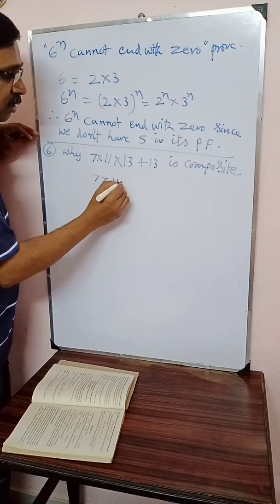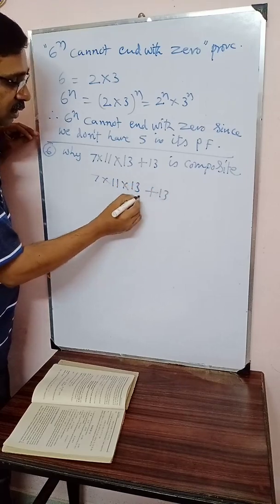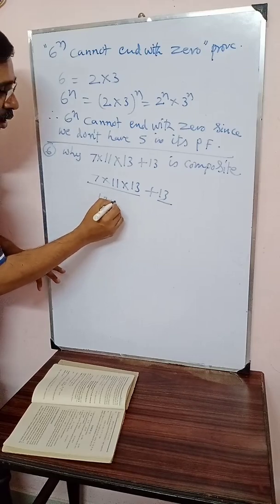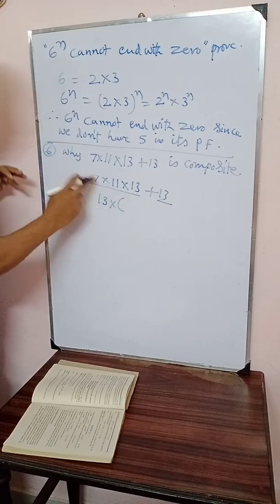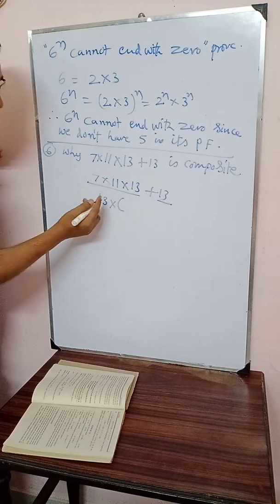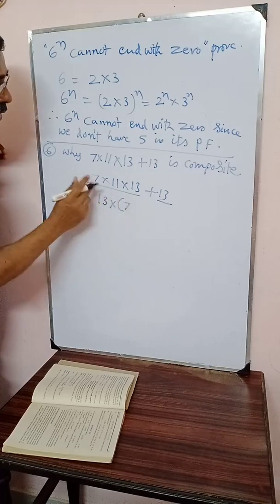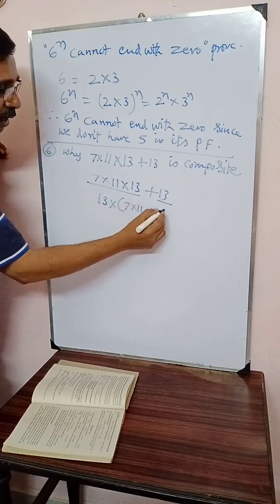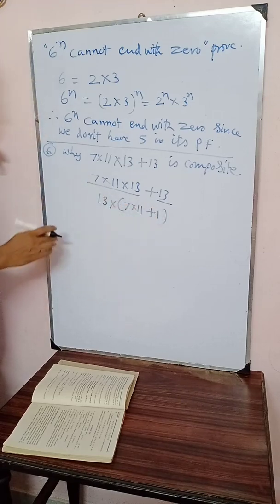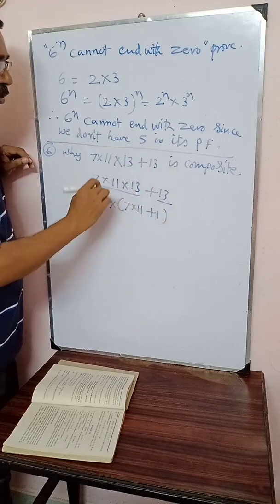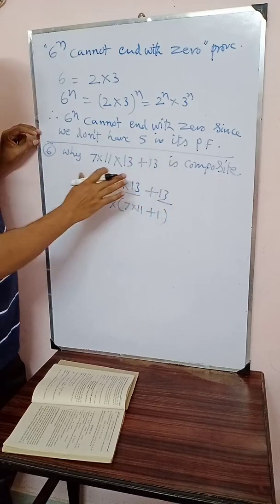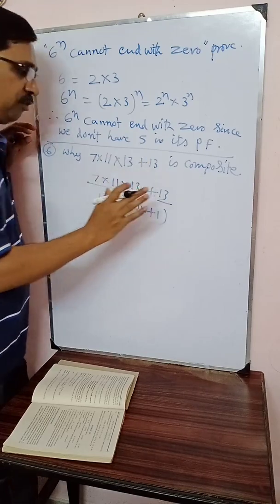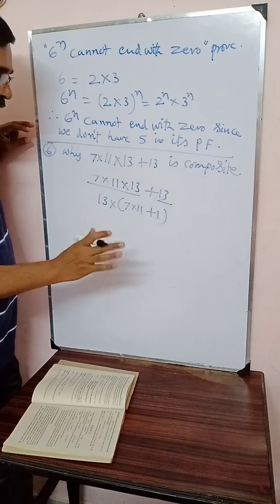So 7 into 11 into 13 plus 13. Here this is a term, this is another term. 13 is a common factor for both the terms. So we take 13 as a common factor outside the bracket, and this will be written like this now: 13 into (7 into 11 plus 1). Now observe, whatever the number is, we need not worry what the number is in usual form. It is in the product form, product plus some number, let it be.